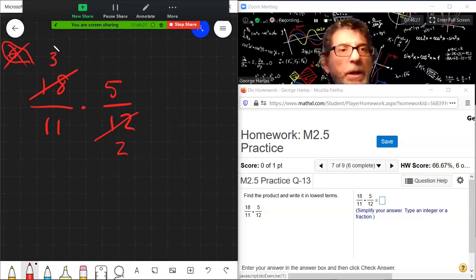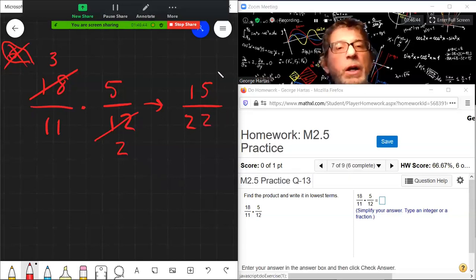Let's take a quick spin around the block. Can anything else reduce? Nope. Nope. Nope. Time to multiply straight across. 3 times 5 is 15. 11 times 2 is 22.